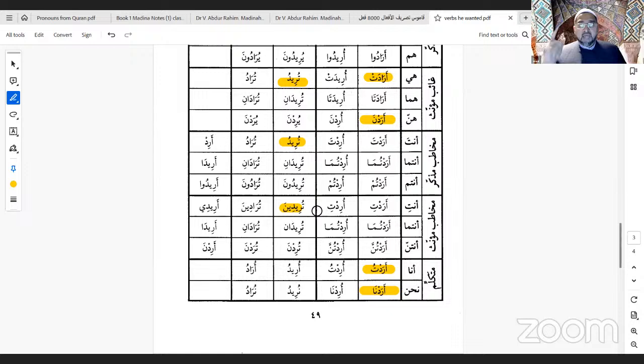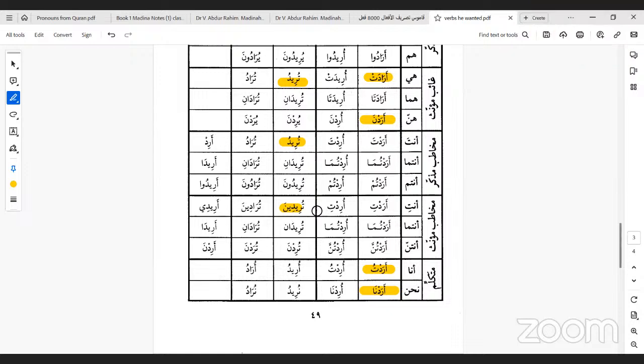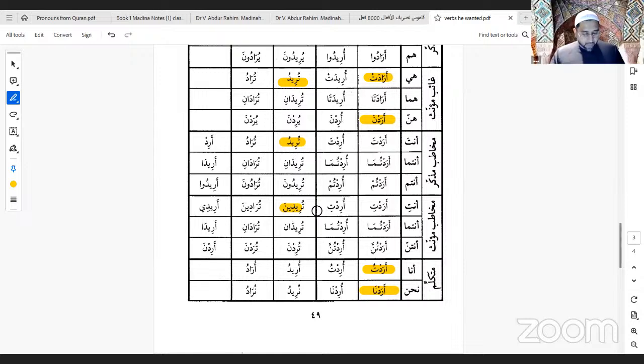Ata'a, ata'u, ata'at, ata'ata, ata'na. Like akamna. Ata'na. Right. Ata'na, ata'ta, ata'tum, ata'tuma, ata'tum, ata'ti, ata'tuma, ata'tunna, ata'tu, ata'na. Excellent. Sister, Dr. Rahim, are you there? Jazakallah.